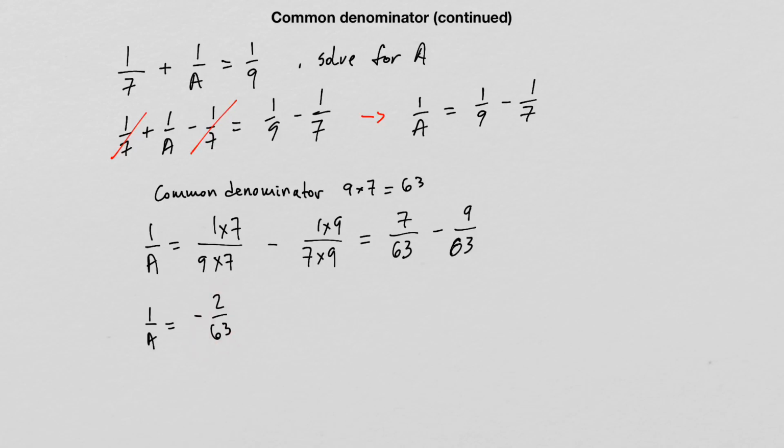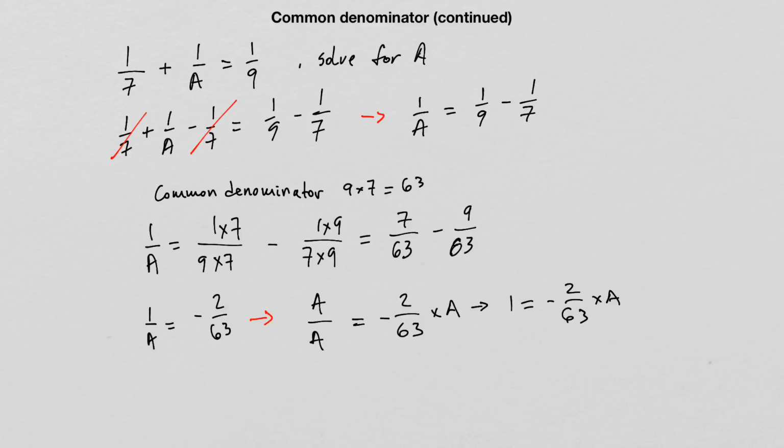All right, so now I want to solve for a. So that means that since a is dividing here, I must multiply by a on both sides. So let's do that. So a divided by a is equal to minus 2 divided by 63 times a. So from here I get that 1 is equal to minus 2 divided by 63 times a.